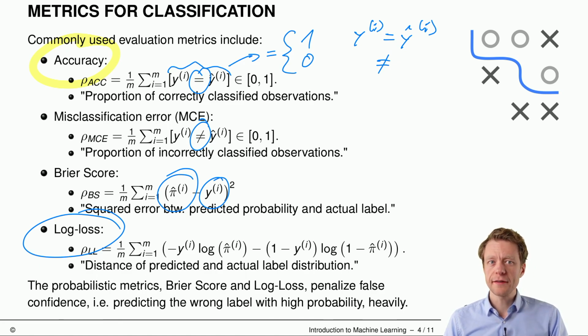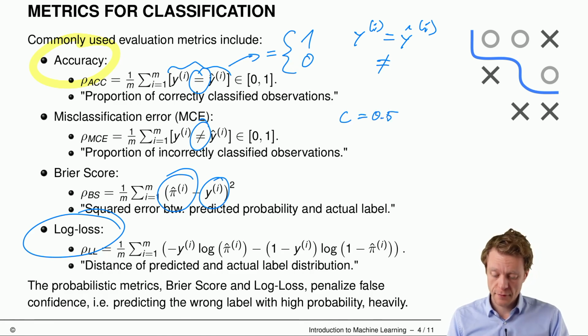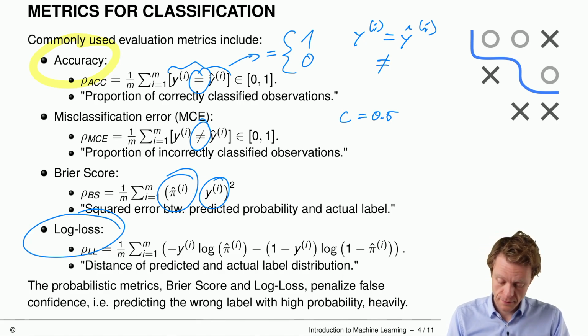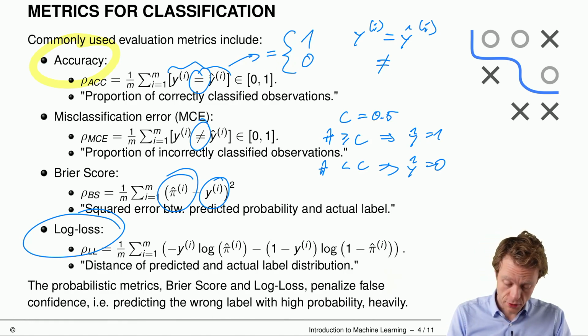The advantage of these evaluation metrics is that false confidence is penalized more heavily. So imagine a case where the threshold for classification C is 0.5, which means that if pi hat is larger or equal than C, then we say y hat is 1, and if it's smaller than C, then we say y hat is 0. Okay, that's the definition of the threshold.